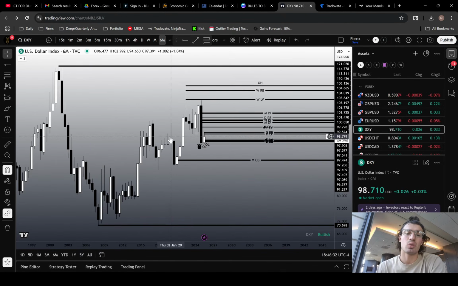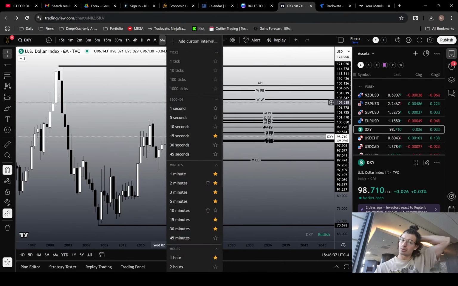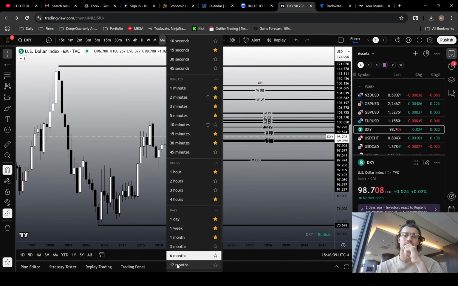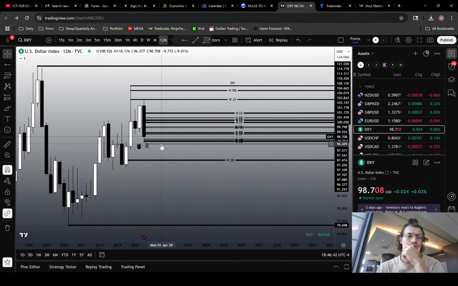On a 6-month and 1-year frame, we are rejecting off of a bullish order block, as you can see.